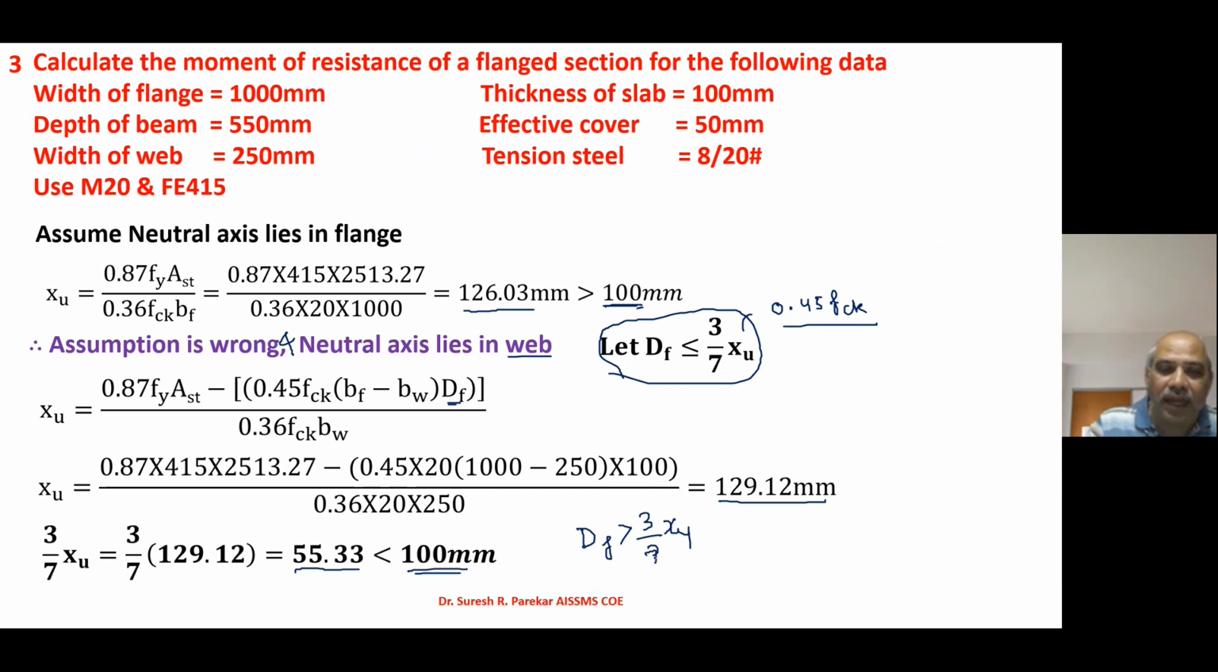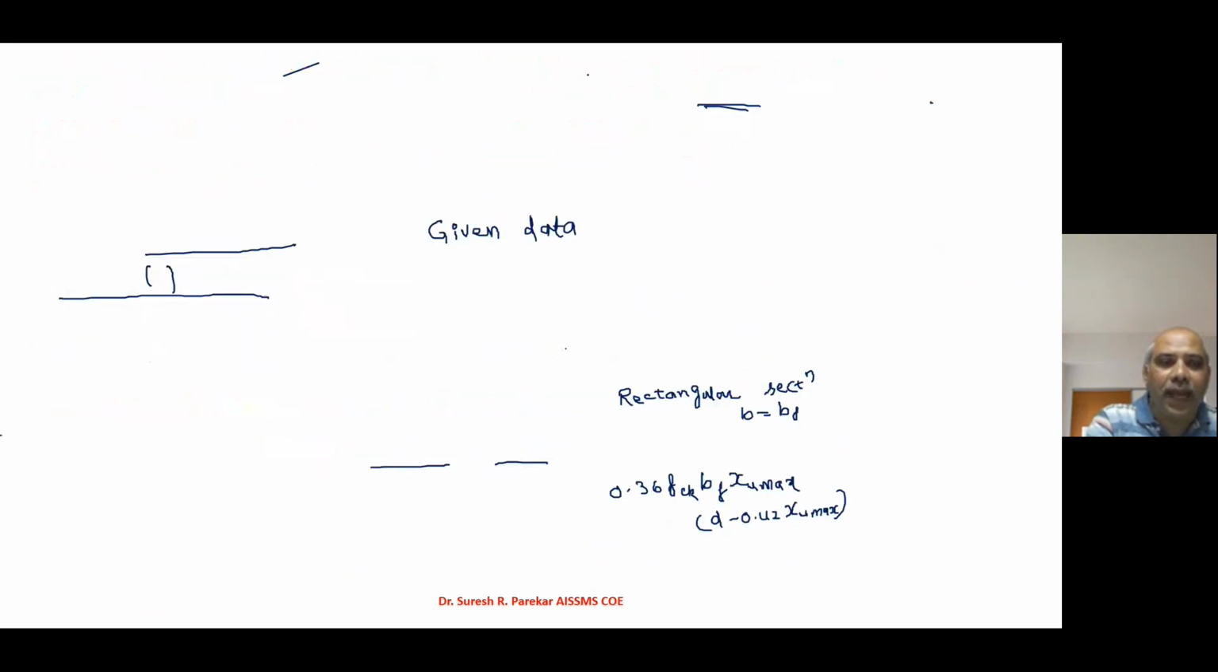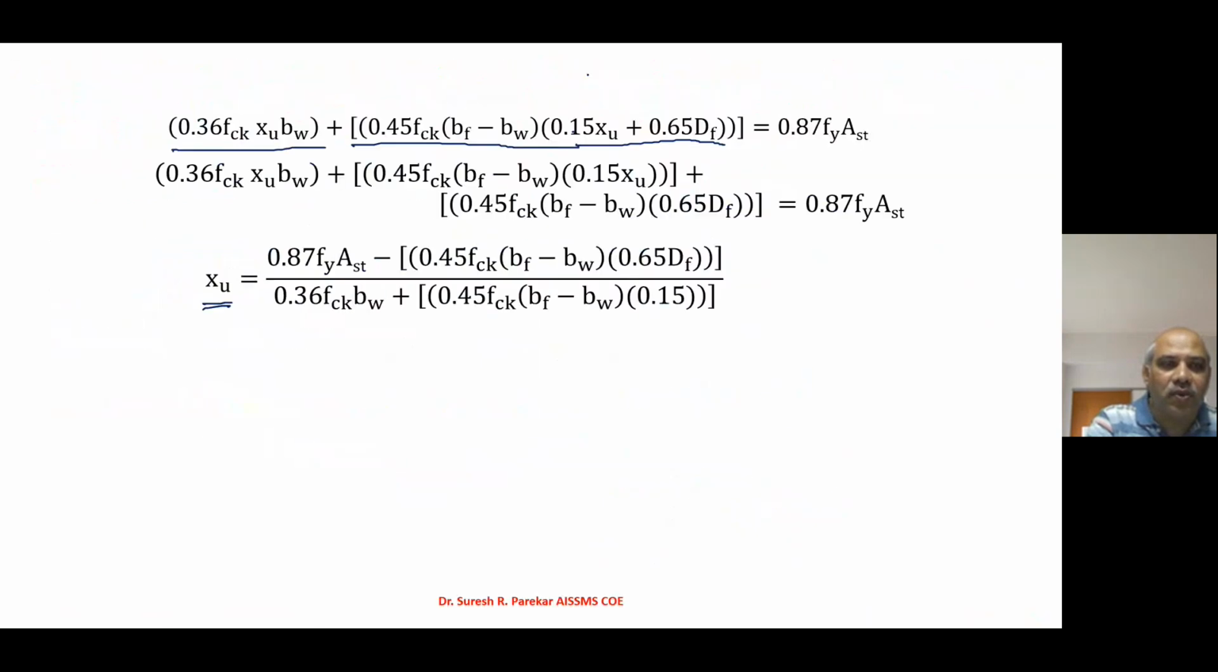Now this will be the last case, since the assumption is wrong. We go with Yf, which is equal to 0.15 Xu plus 0.65 Df, and that we have used. Now this formula we have taken. If we go back, in the back you will see this formula of Xu. So we have this formula, you can see over here, and this formula we have used over there.